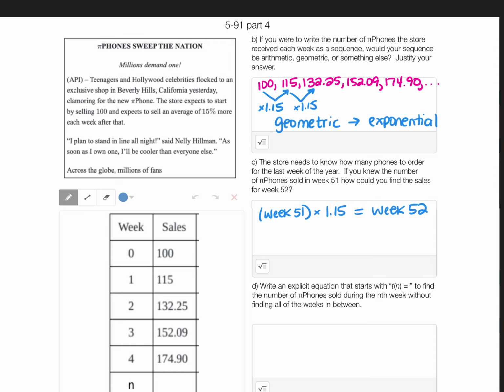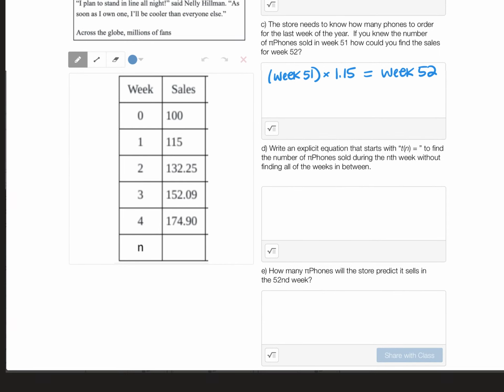Okay, so now we're actually going to write an explicit equation for this data. Remember, we talked about this in the last lesson. We said that for a geometric sequence, we can write our explicit equation as a times r to the nth power. Remember that a represents our zero term, and r represents our growth rate.